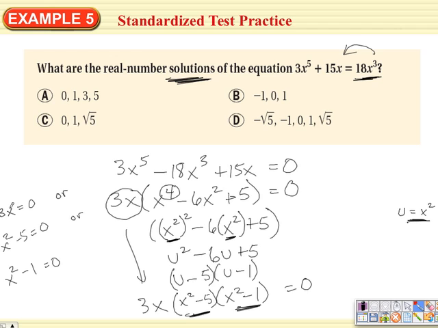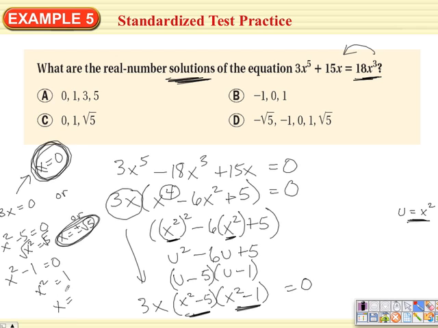Solve for the first one. Divide by 3, x equals 0. Circle that one. That's part of our answer. Next one, plus 5, so x squared equals 5, which in turn, if you square root both sides, you get x equals plus or minus root 5. There is another answer. And lastly, plus 1, x squared equals 1. So x equals, if you square root both sides, plus or minus square root of 1 is just 1. There is your answer there.